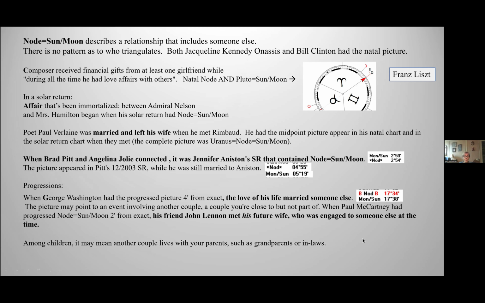And among children, node equals Sun Moon means that another couple is living with your parents. It doesn't mean the parents are triangulating. It means there's another couple involved in their space. So, for example, it'll have to do with describing grandparents or in-laws. Well, I guess in-laws would be grandparents to the kids.